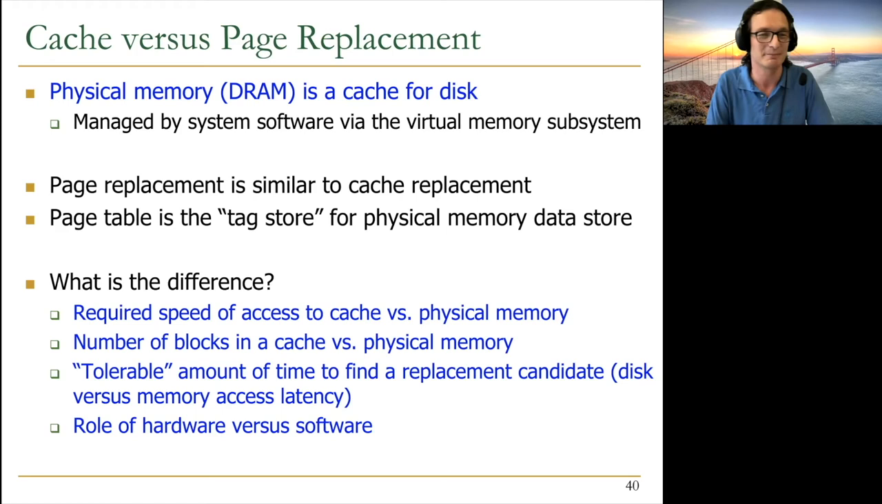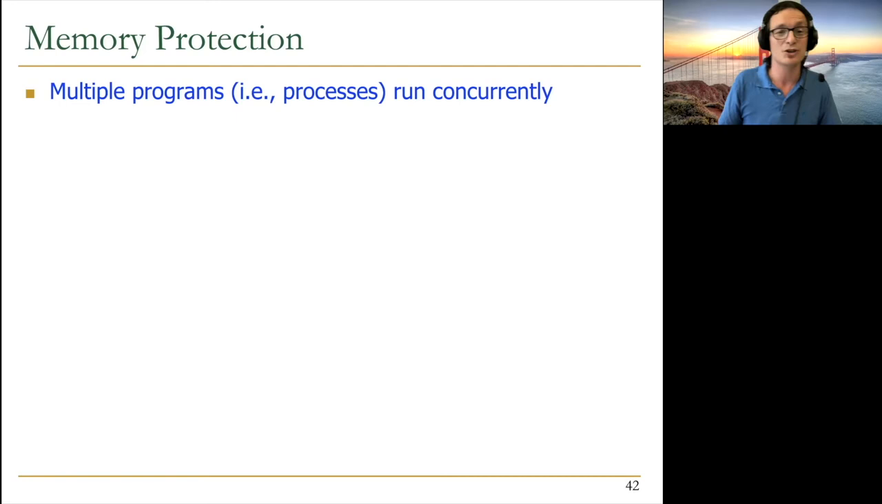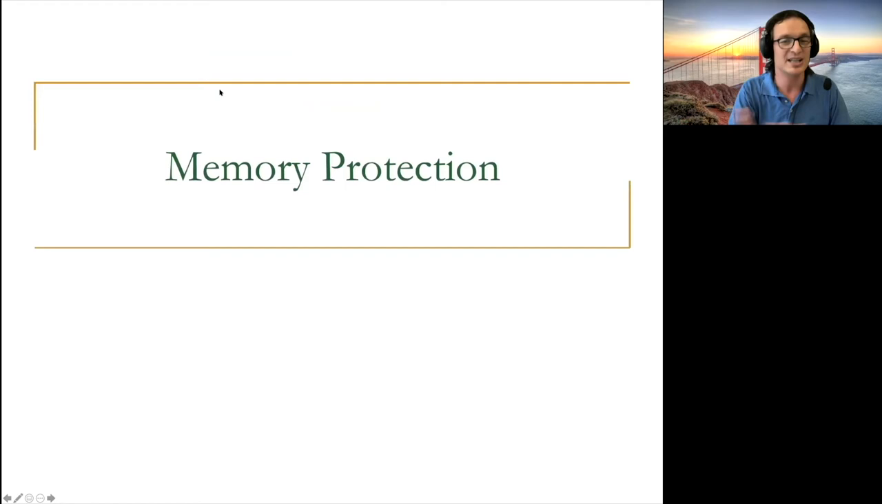Okay, so now let's talk about memory protection, which is another thing that virtual memory provides. Basically, as we discussed, I don't see any questions, so I will keep going essentially. So virtual memory provides address translation and indirection mapping, which has a lot of benefits. And one of the benefits that this enables, especially page-based virtual memory, is memory protection.